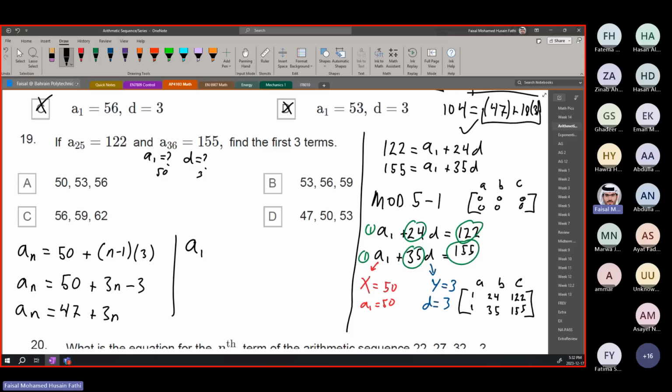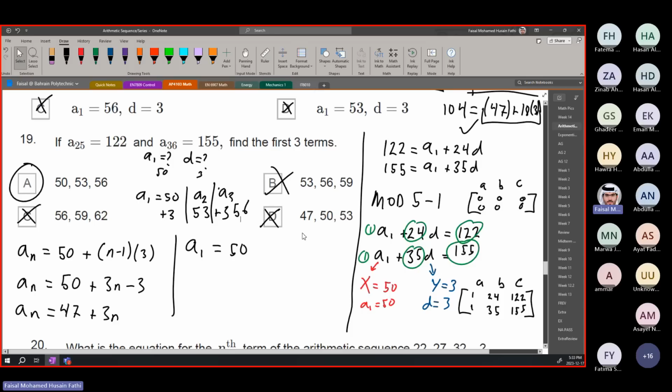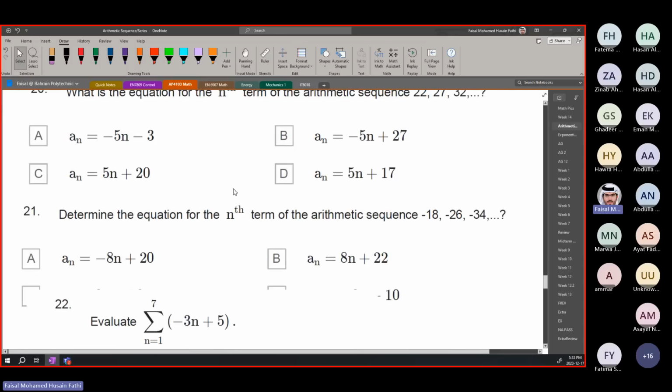You can either do it manually or by the calculator. Your first term, A1, you already know is 50. You don't have to do calculations. As you notice, the other options don't have the same A1. So simply, this is your final answer. That's it. Or if you don't want to do the AN equation, you can simply say A1 is 50, so plus 3 is going to give 53. So this is your A2. Plus 3 is going to give you your A3, which is 56. That's it. All right, there are many different ways of solving. Moving on to the next question.